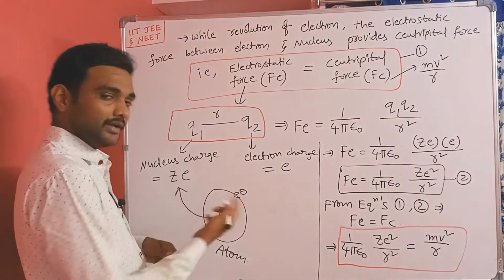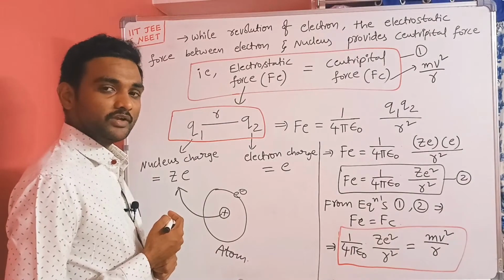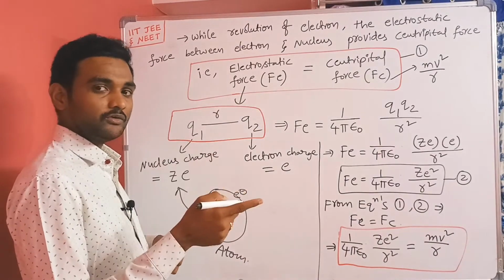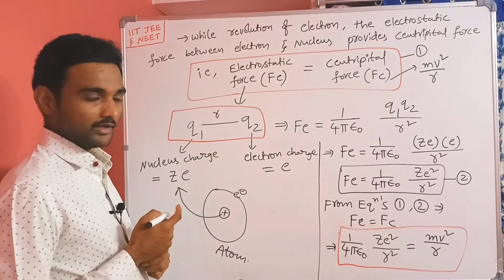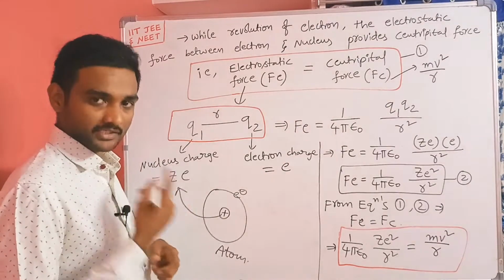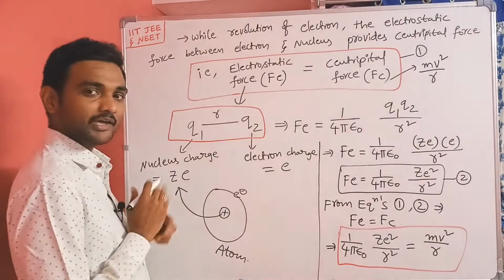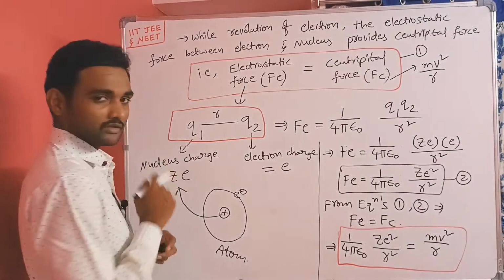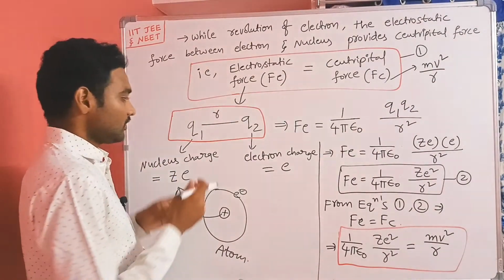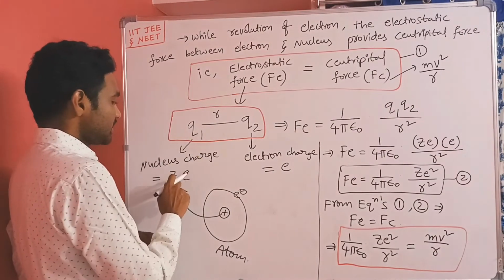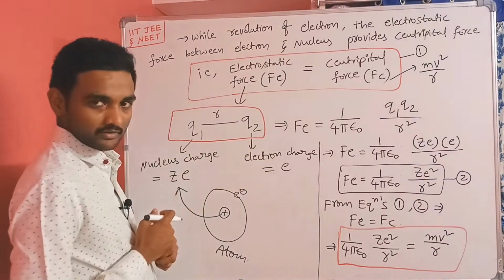For example, helium atom, what is the atomic number of helium? 2. 2 into E, proton charge E. Next lithium, 3 into E. It means finally here nuclear charge is Z into E. Have you understood? Okay, see next here Q1 value ZE, Q2 value E.